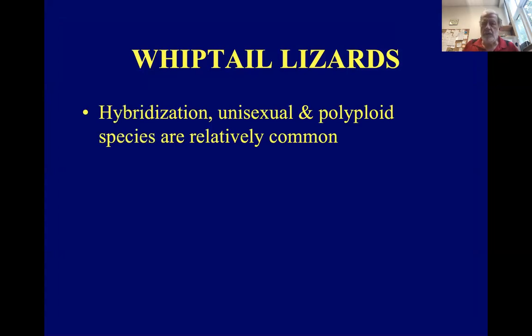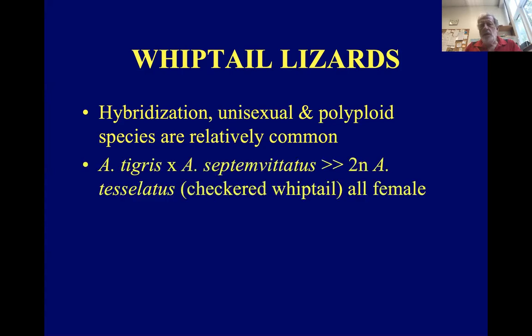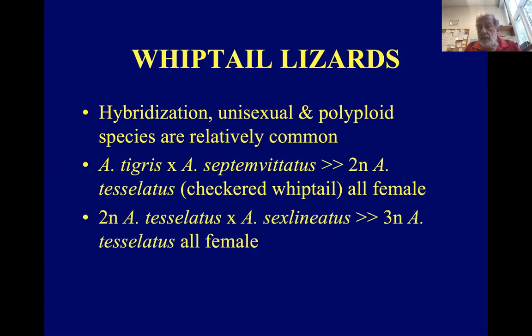Some of my favorite creatures are reptiles. And in the Southwest, there are these whiptail lizards that hybridize a lot. And some of these hybrids are polyploid, and they're also unisexual or all female species. So 2 of these species, Tigris and Septemvittatus, hybridized to produce one called the checkered whiptail, which is all female. And some checkered whiptails will mate with males of a 3rd species, Sexlineatus, to produce triploid tessellatus, which again are all female. No male tessellatus have ever been found.